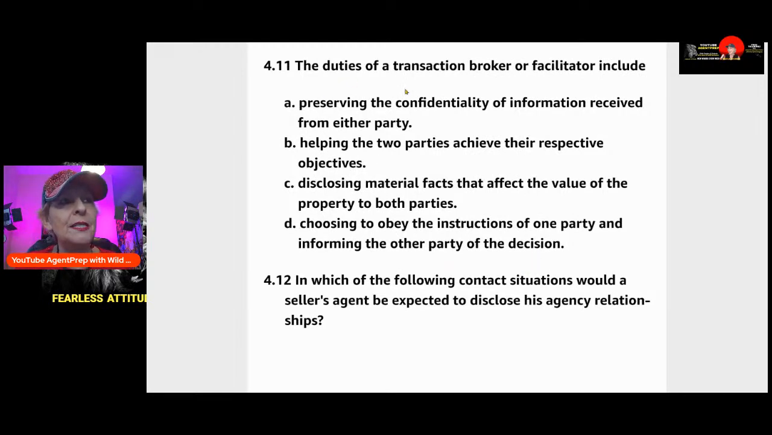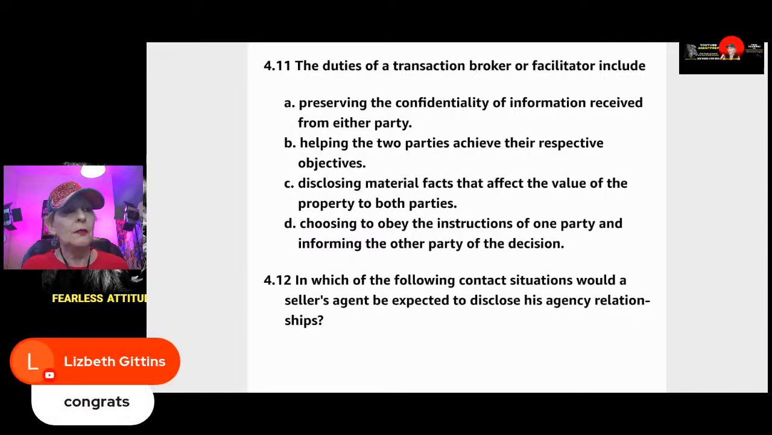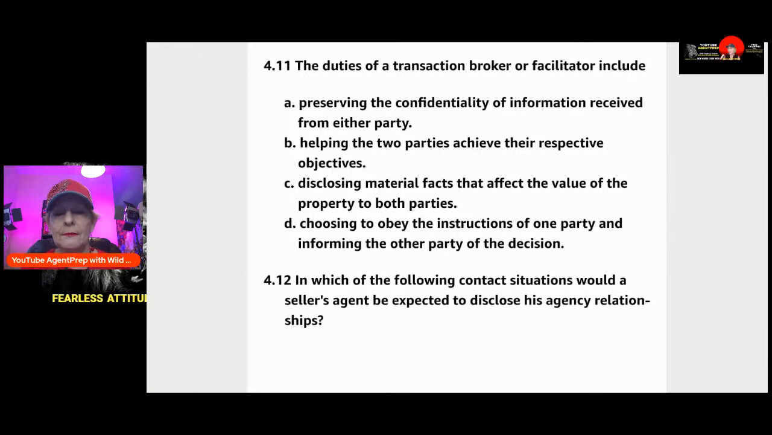All right, number 11, the duties of a transaction broker or a facilitator include what? A, preserving the confidentiality of information received from either party. B, helping the two parties achieve their respective objectives. C, disclosing material facts that affect the value of the property to both parties. D, choosing to obey the instructions of one party and informing the other party of the decision. So what are the duties of a transaction broker? What does it say? Transaction broker or facilitator. Type your answer in the chat. So far, we've got 11C.